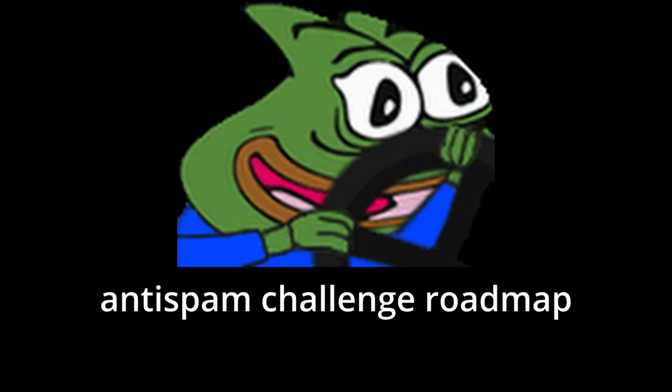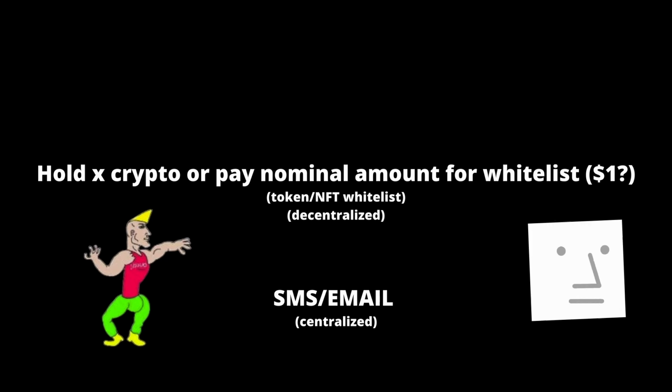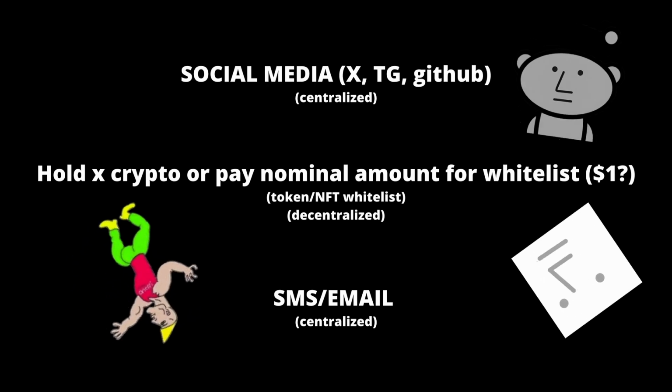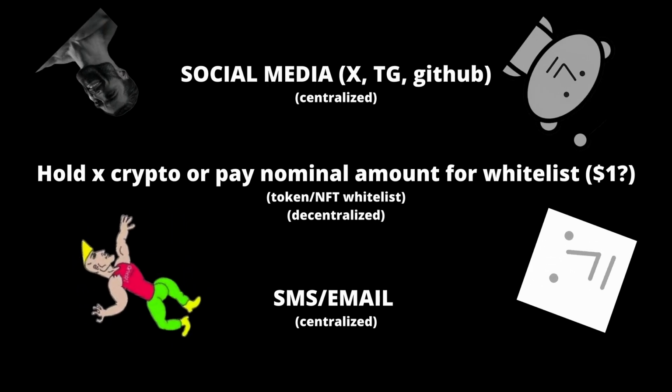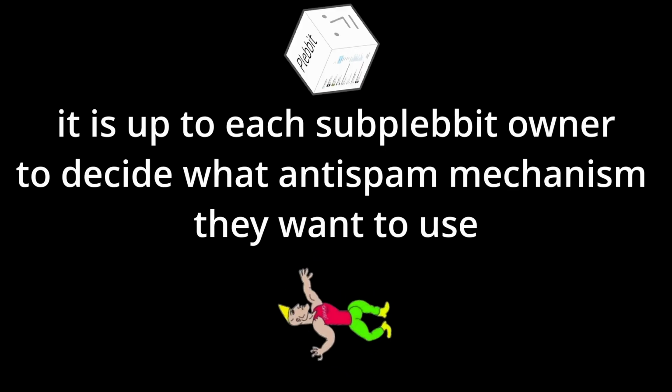Finally, let's talk about the Plebbit roadmap. The developers are currently working on a number of anti-spam challenges beyond the crypto domains and the whitelist. For example, the devs are working on safeguarding sub-Plebbits with an SMS verification, a crypto balance requirement, or using your social media like X or Telegram to post. It is up to each sub-Plebbit owner to decide what type of anti-spam mechanism they want to use.